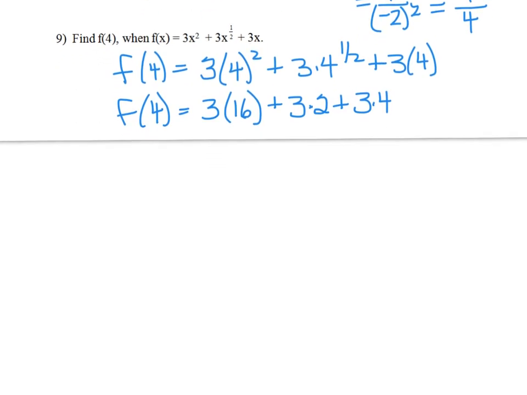I'm going to go ahead and do all of my multiplication in the same step. So f of 4 would be equal to 3 times 16, which is 48, plus 3 times 2, which is 6, plus 3 times 4, which is 12. So when the input is 4, the output turns out to be 66.